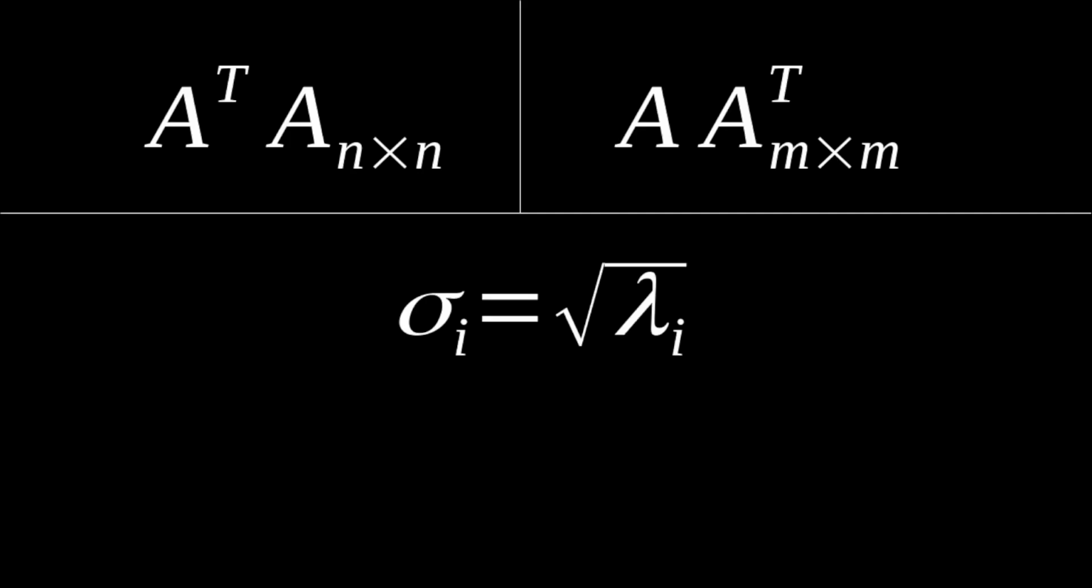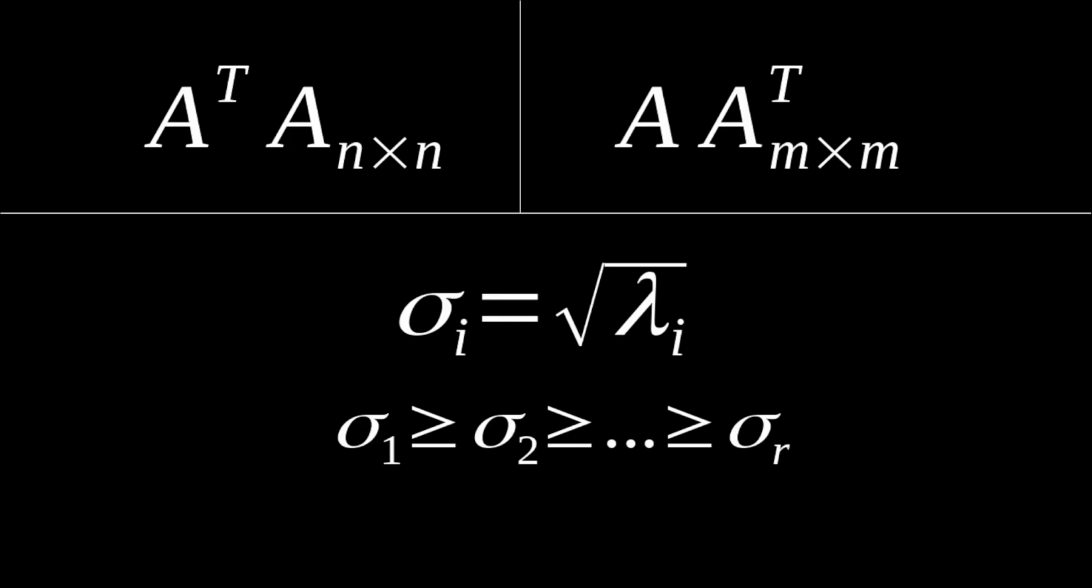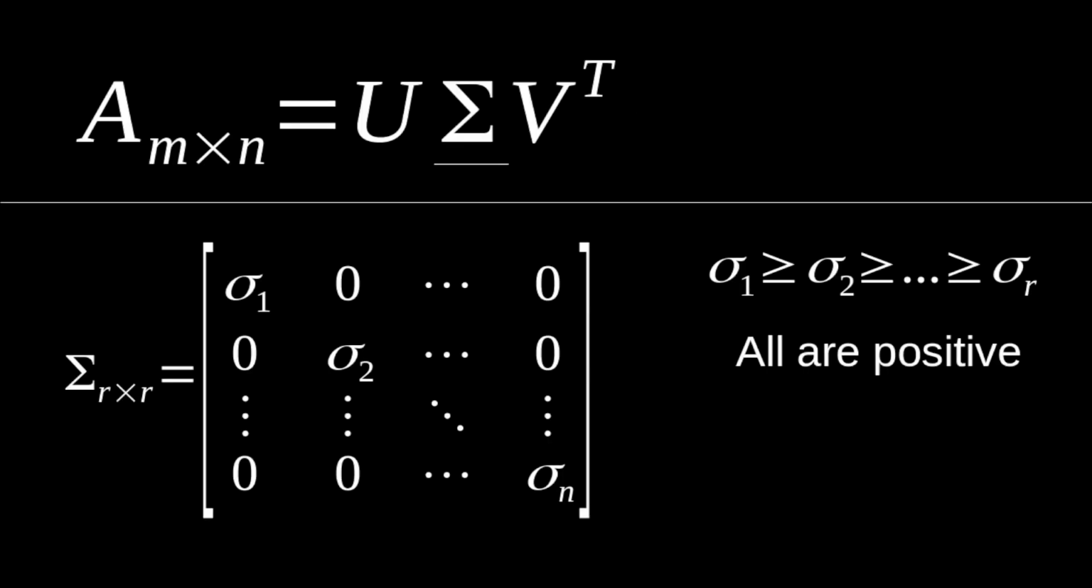To get the singular values, we will just take the eigenvalues we compute and take the square root of them. The square root of the eigenvalues of A transpose A or A times A transpose will just be a singular value. Then we're going to sort them from greatest to least because they're going to have to be positive, and that's how we compute these singular values. To construct the sigma matrix, it's just a matter of sliding those singular values into the correct spaces along the diagonal of a diagonal matrix.